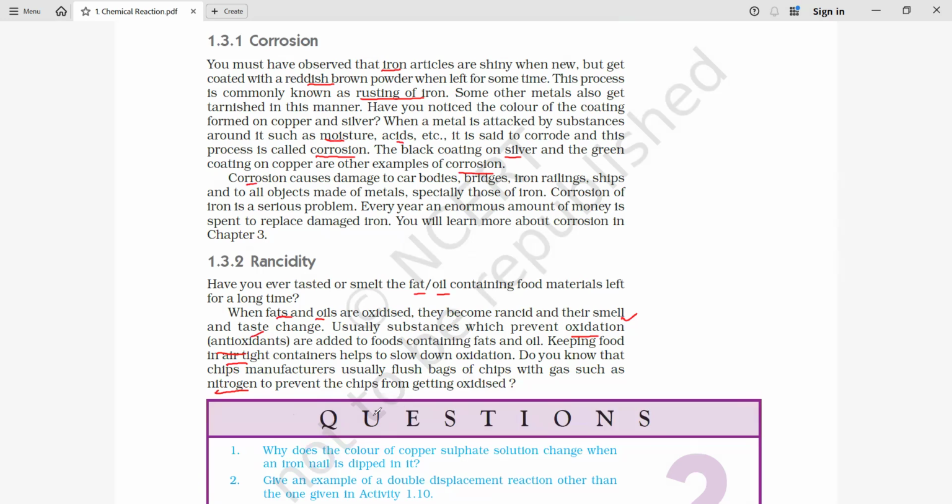So these are the things about oxidation, reduction, and the effect of oxidation in day-to-day life. For that, our examples are corrosion and rancidity. Corrosion is generally when rust forms or a layer comes off. These come under corrosion.